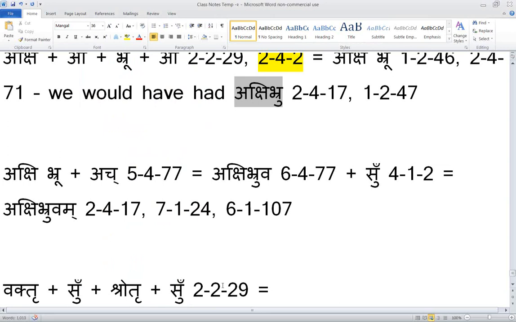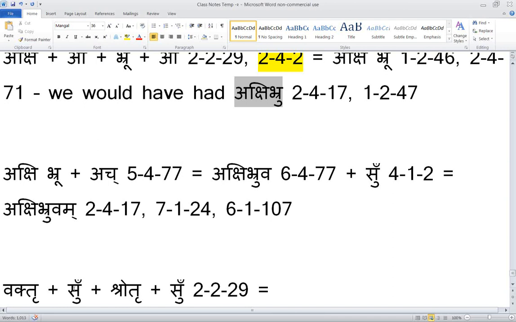Now the ending of vaktru, if it only made the akara adesha, we would have uran raparaha. Uran raparaha would have come. That would have spoiled everything. It would become vaktar. So in order to avoid uran raparaha, Panini makes the anangadesha. In the anangadesha, we have the anang.